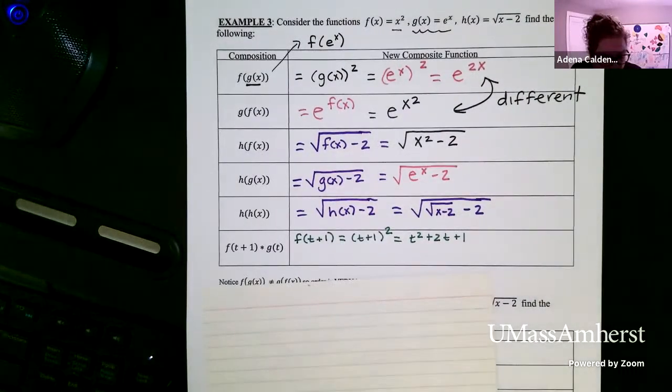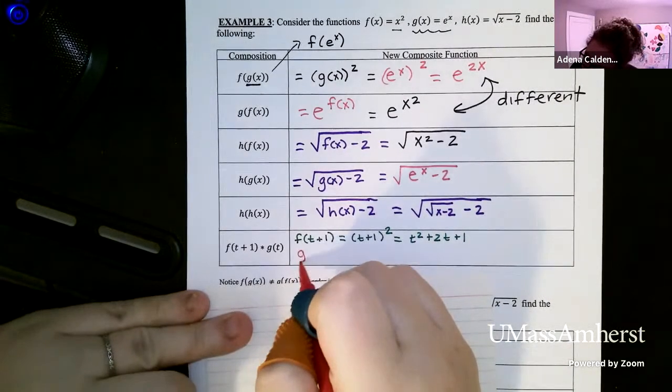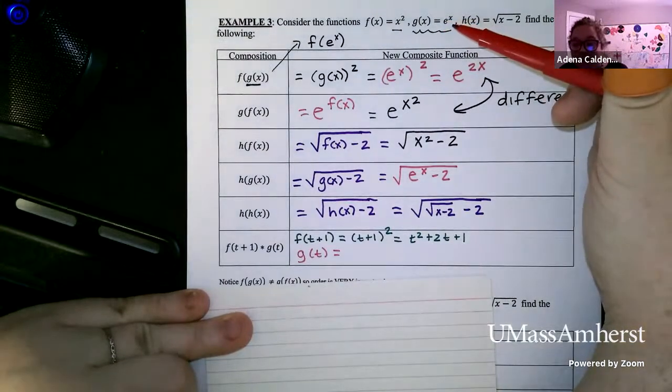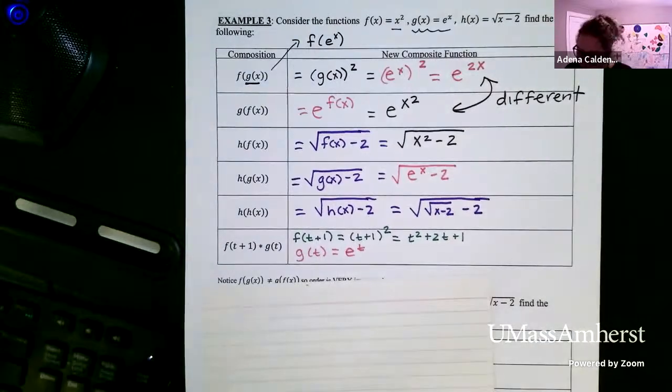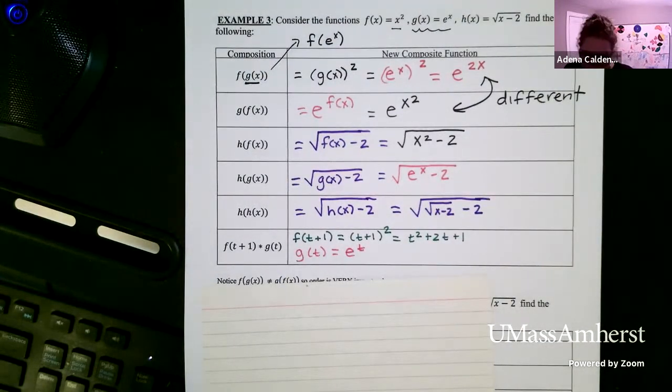And then we also need g of t. So for g of t, we're going to go to the g function and we're going to plug in a t everywhere we see an x. So e to the t. So then we need to multiply those two things together.